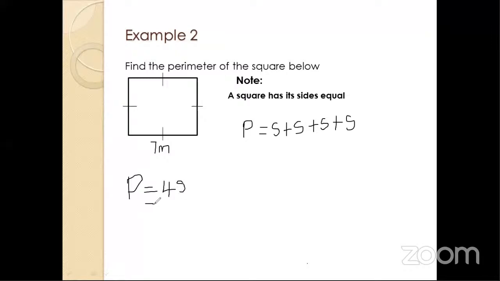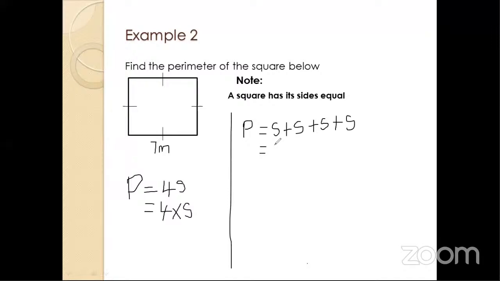So this is also another method you can use, 4S. 4S means 4 times S. So if you are using this method of 4S, that is what it means, 4 times S. Then if you are using the method of adding all the sides, it is also okay. So let me pick someone to add for us all the sides. Cambridge, unmute and add for us.